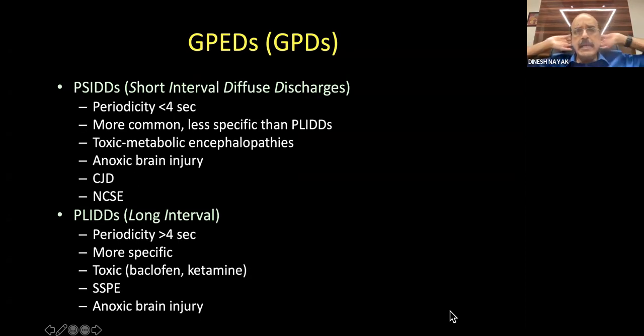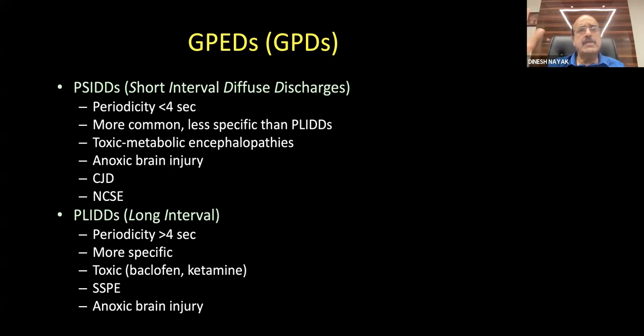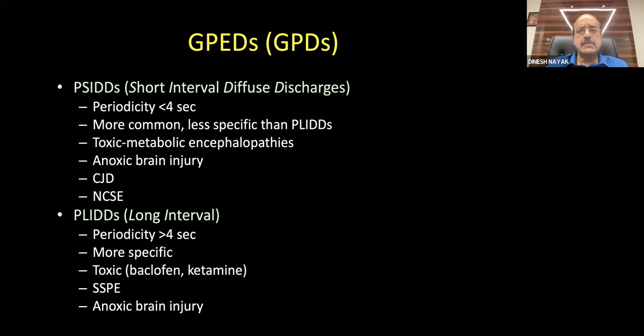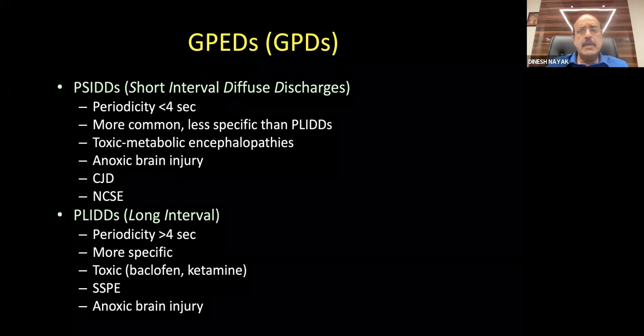Now, they're broadly classified into two types. One is called periodic short interval diffuse discharges, PSIDD. What do you mean by short interval? Less than 4 seconds. Between two bursts, the interval should be less than 4 seconds. These are more common, and they are the commonest.